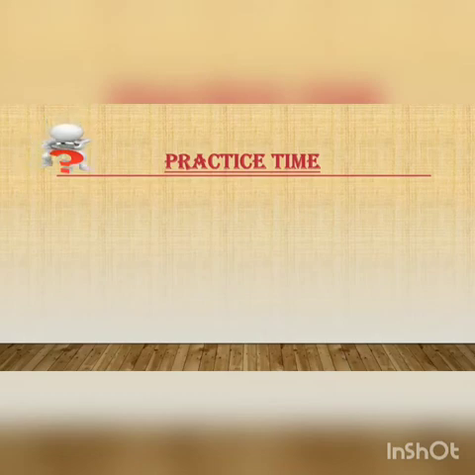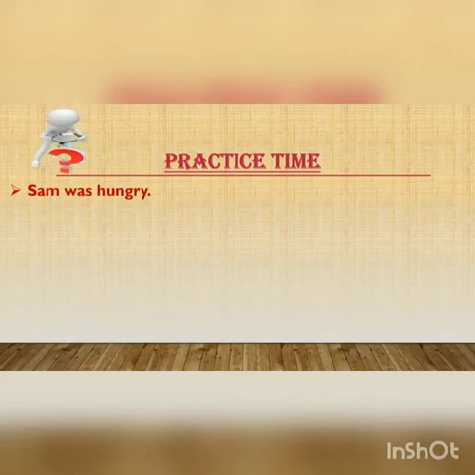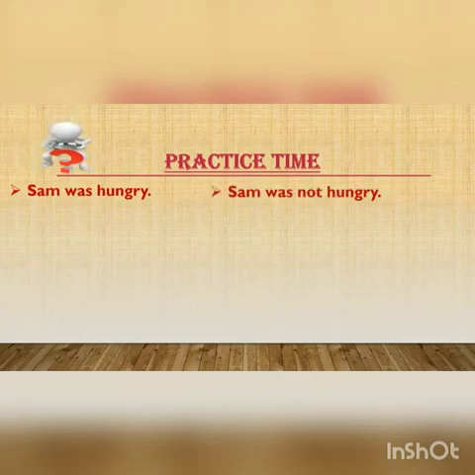So the first one here for you is, Sam was hungry. Just read the sentence and see, is it having a helping verb? Oh yes, it has. Was. So, in that case, we just need to add not after the helping verb and your sentence will become negative. So, your answer is Sam was not hungry.